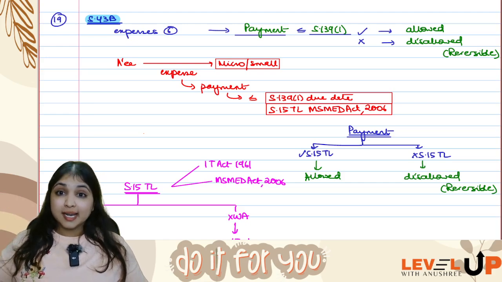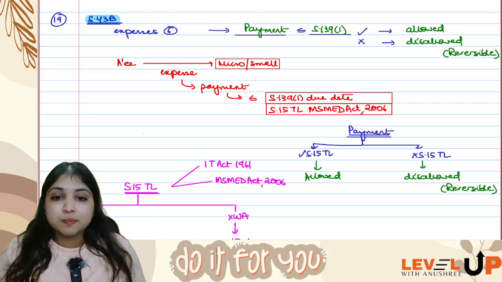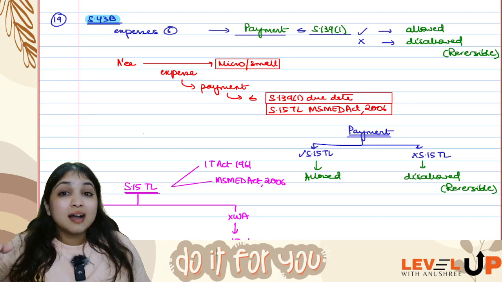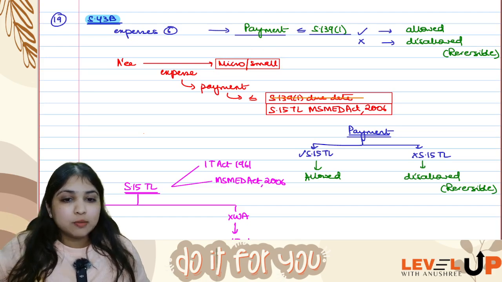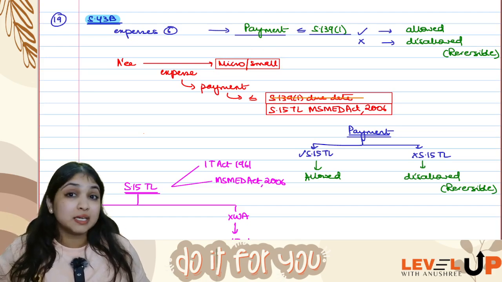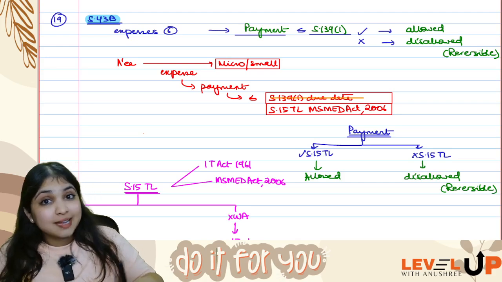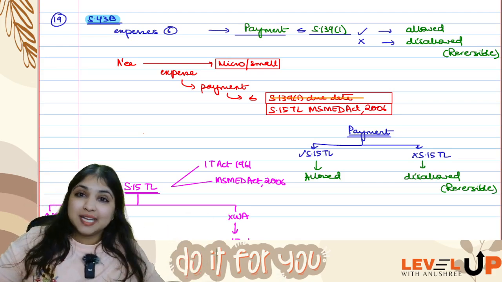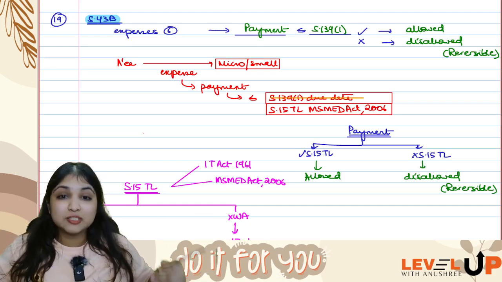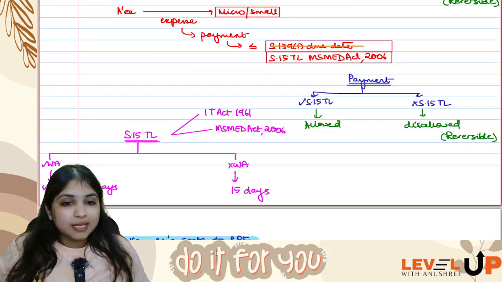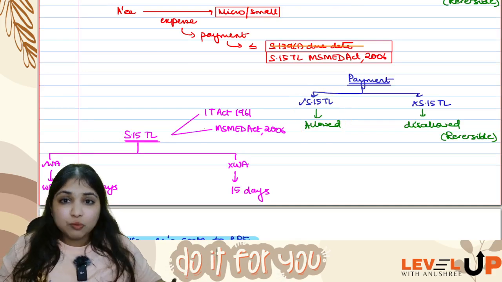If the assessee is incurring an expense and the other party happens to be a micro entity or a small entity, assessee, you have to make the payment not within 139(1) due date. You have to make the payment within section 15 time limit. And section 15 not of Income Tax Act, section 15 of MSMED Act 2006. So if you make the payment within section 15 time limit, then it will be allowed for you.